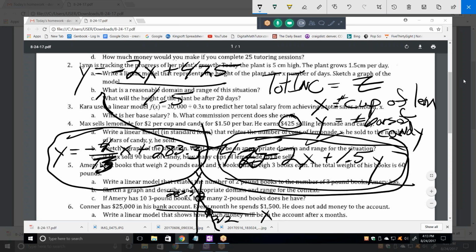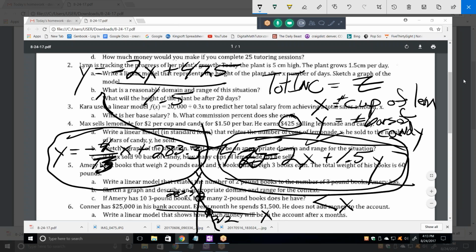Okay. All right, let me see some other questions. Sketch it. What's an appropriate domain and range for the situation? So what's an appropriate domain for x? What are the allowable values for x? First of all, what's it got to be greater than? Remember what x is. It's the number of cups of lemonade she sold.